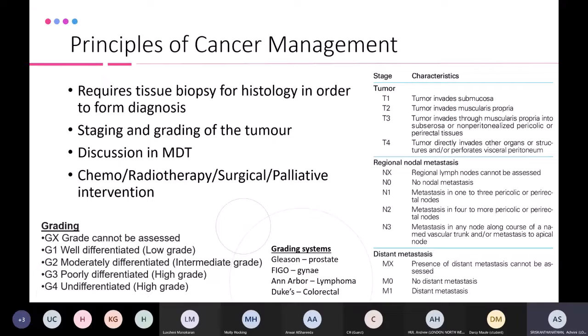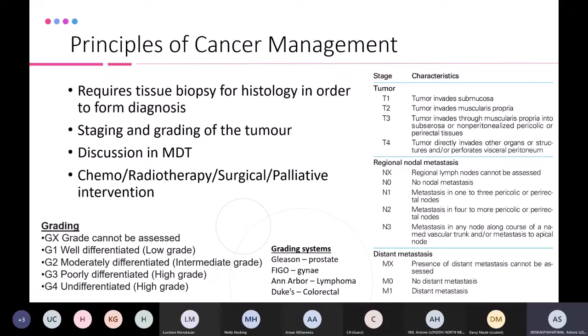And then the key principles of managing cancer: you need to get some sort of biopsy for histology in order to get that formal diagnosis. Staging and grading of the tumour is key here. With staging, it's your TNM. So looking at the tumour itself, looking at the lymph nodes and seeing if it's spread to them and how many it's spread to, and then looking for the existence of any metastasis in other parts of the body as well. And then grading looks at the actual cell types itself.